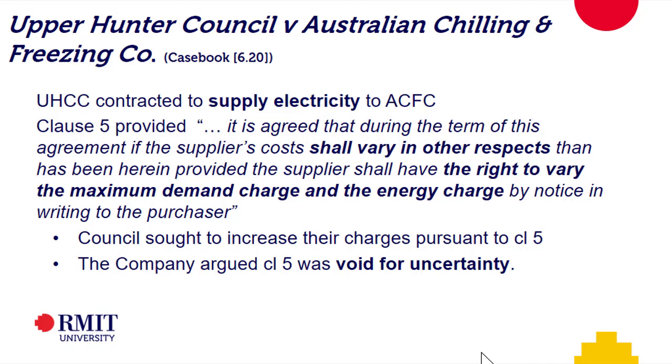What happens if their costs go down, they don't vary the charges, then their costs go up a bit, can they vary their charges then? Well, yes, because that's what it says, if we're going to read it that way. The prices could go down and they decide to vary the maximum demand price up. Could they do that? Does that clause say they can do that?